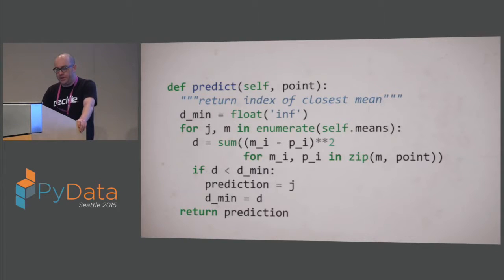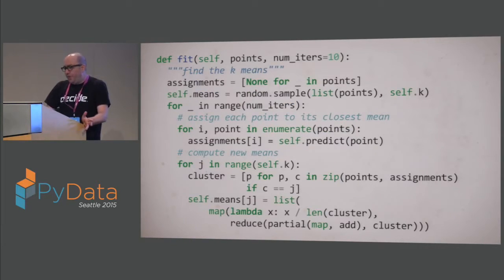But all I'm really doing is saying, find the index of the mean that's closest to this point. So I start off with an infinite distance. For each of the means, I check its distance. If it's smaller than the best one I've seen so far, that's the new prediction, and then I return it. So nothing fancy here. How do I find the means?